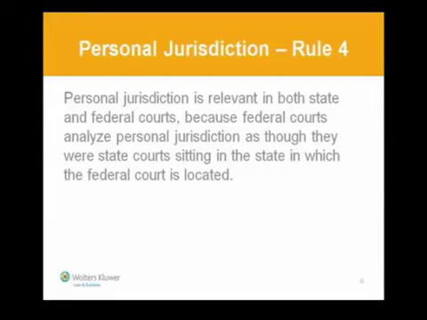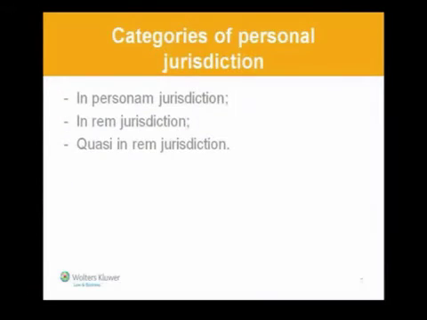of Civil Procedure provides that a federal court must, in most cases, analyze personal jurisdiction as if it were a state court of the state in which the court is located. For example, an Oregon federal court must analyze personal jurisdiction as though it were an Oregon state court. Categories of personal jurisdiction. There are three different types of personal jurisdiction, each of which could come up on a bar exam essay. In personam jurisdiction, in rem jurisdiction, and quasi-in rem jurisdiction.